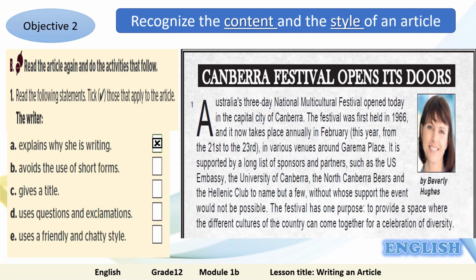Does the article avoid the use of short forms? Let's take a look here. I have two samples of two different verbs, is and has. They are not contracted. There is no apostrophe s in either of them, which means they are in full verb forms. Does she have a title? It's quite crystal clear right at the top. It does have a title.